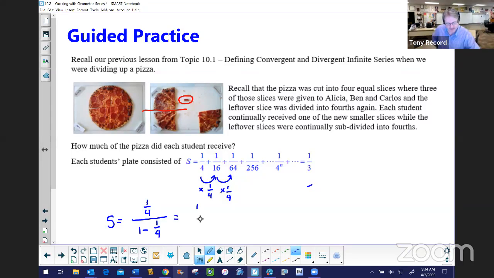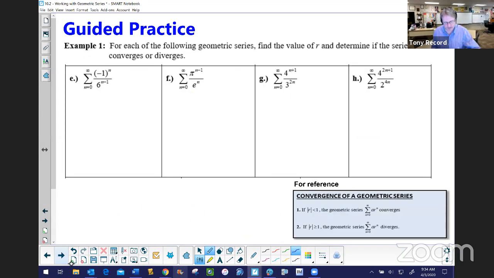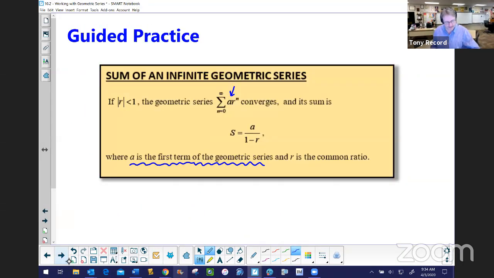And if we simplify this, just using some very basic arithmetic, 1/4 over 3/4 is, I know you guys know this at this point, the 4s are going to end up canceling out, and there's your 1/3 that you can get using the formula.